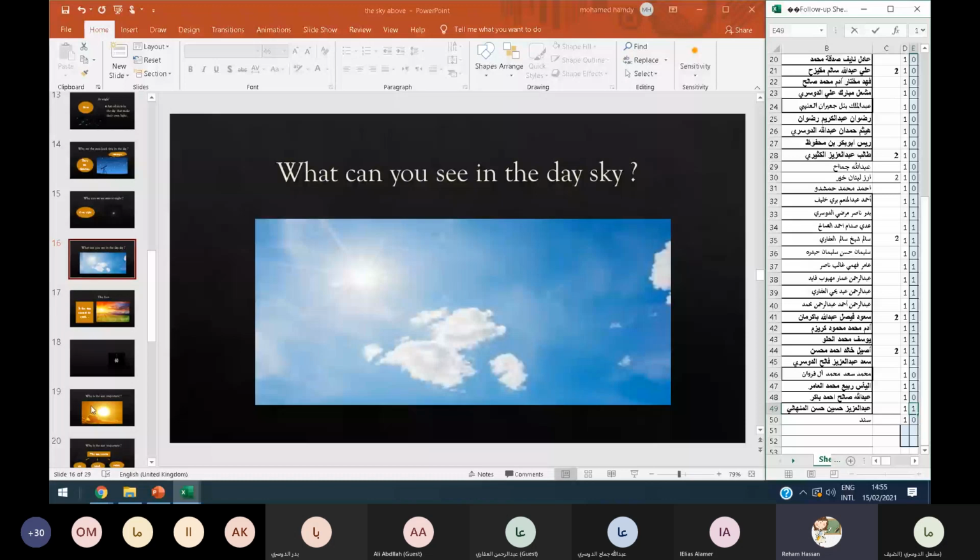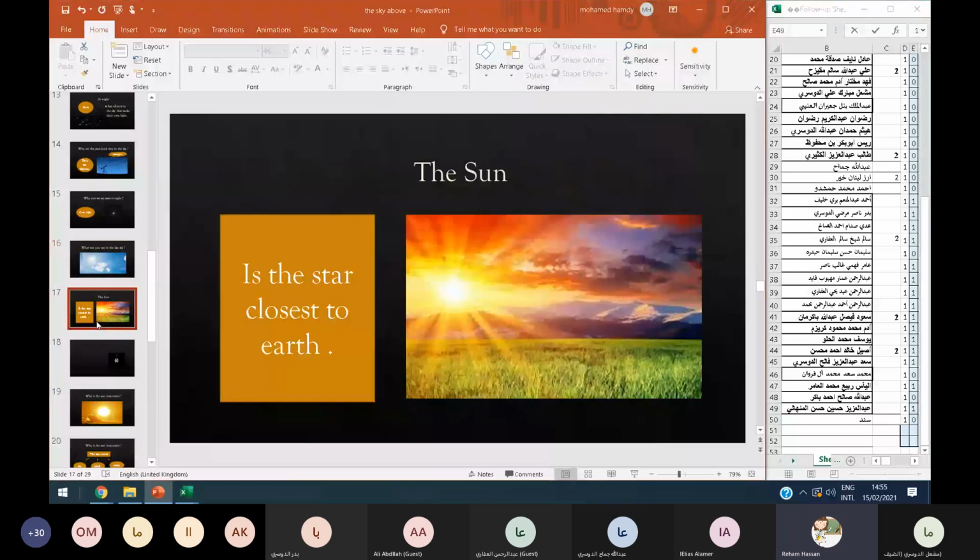So what about the sun? I will tell you what about the sun. The sun also is a star. Oh, subhanallah. So they can make their own light. So the sun lights all the earth by its own light. The sun is a star, but it's a big star and it's close to us, so we can see it. The sun is the star closest to the earth.